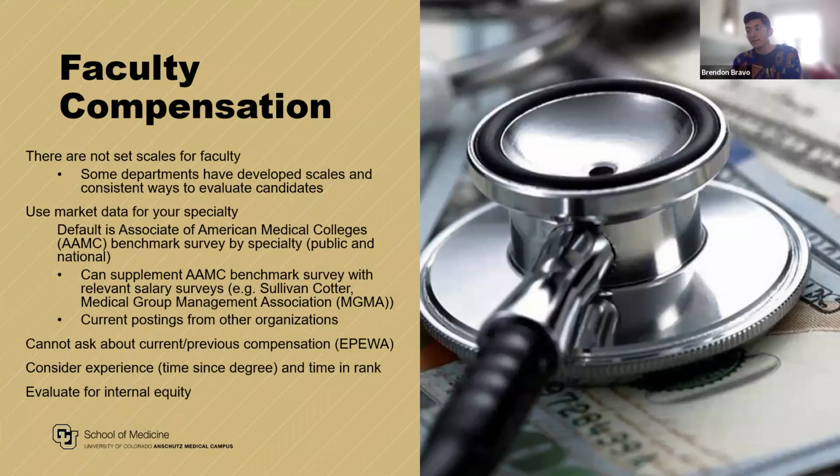The default is the AAMC benchmark survey by specialty. And then you can also supplement that AAMC benchmark survey data with other relevant salary surveys. Some other examples are Sullivan Cotter and the MGMA surveys. Another good way to look at how competitors are paying is to look at current postings from other organizations. I know sometimes surveys might lag a little bit with the information, so going out and just seeing what competitors are paying is one way to see that.